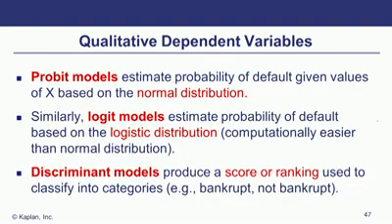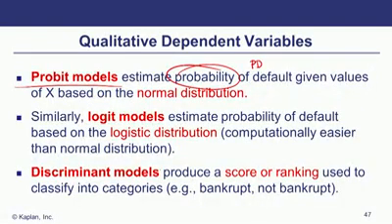Okay, we essentially have 3 available models to us. The first model is known as the probit model. The probit model estimates a probability of default, i.e. a PD, given values of X based on the normal distribution. So yeah, probit models will estimate a probability, but because they're based on the normal distribution, they assume the world is normally distributed, which probably may not be true.